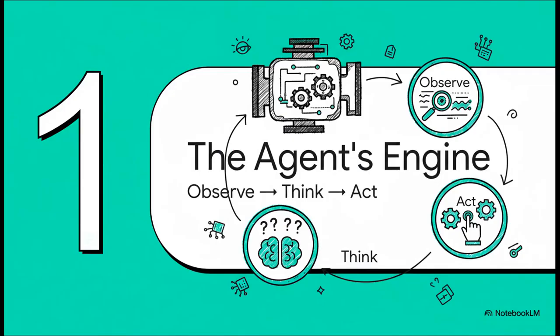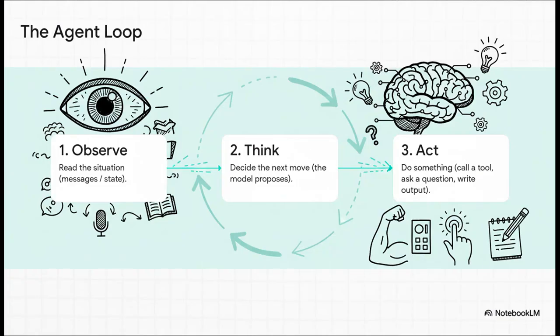Okay, so how does this whole thing actually work under the hood? Let's take a look inside the agent's engine and its core decision-making cycle. We call it the observe, think, act loop. The process is actually pretty intuitive. First, the agent observes. It just takes a look around and reads the current situation. Then, it thinks. This is where the AI model decides on the best next move to get closer to its goal. And finally, it acts. It goes and does that thing, whether that's calling an external tool, asking you a question, or just writing some text. And as soon as it's done, guess what? The loop starts all over again.